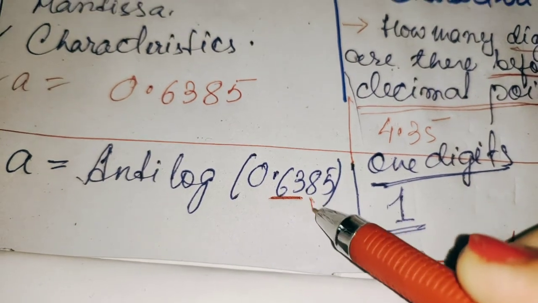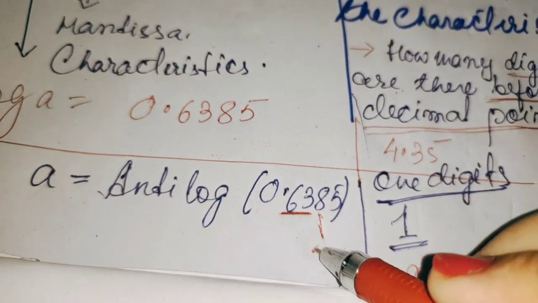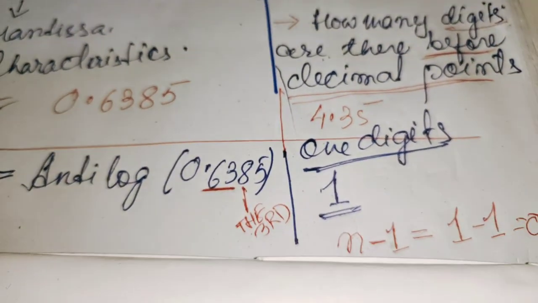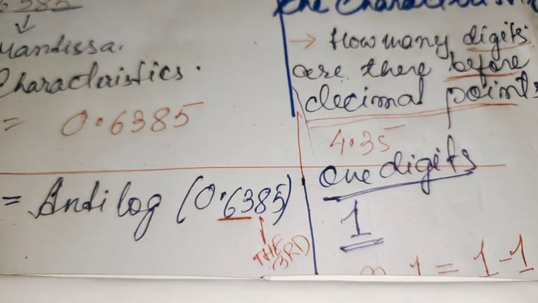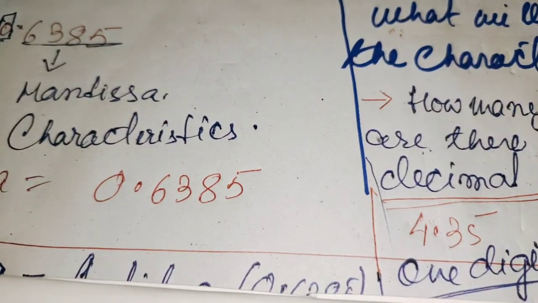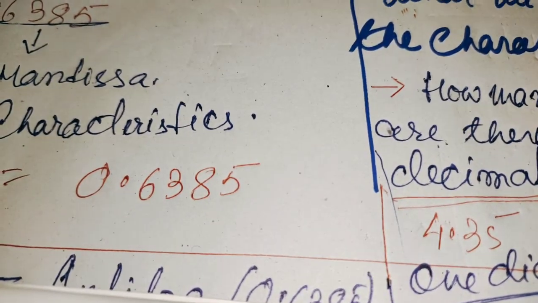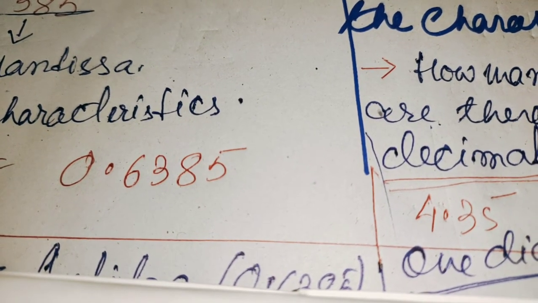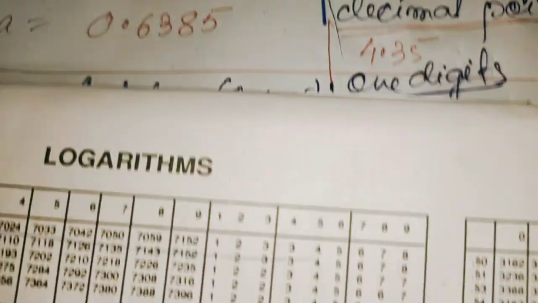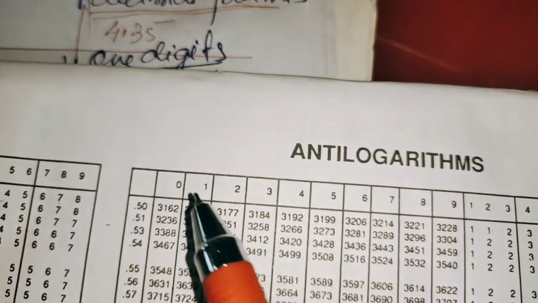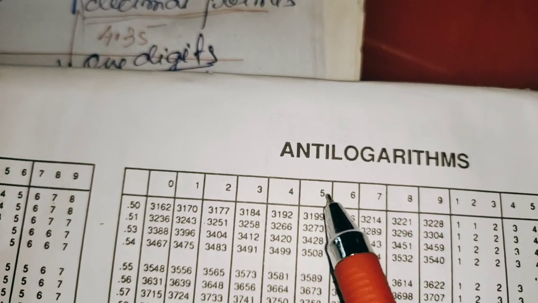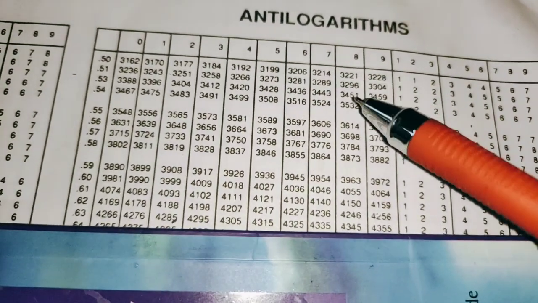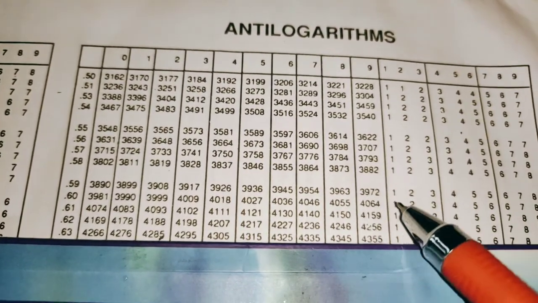After that, here we have 0.63 and this 8. 8 is the third digit. The third. Okay. So the third digit is 8, which means that for this particular case, we have to find the antilog of 0.63 and the value is in the 8th column. So antilog of 0.63 is in the 8th column. Here you can see the 8th column: 1, 2, 3, 4, 5, 6, 7, 8, 9, and this 8. So 8th column means for 63, this is the 8th column's value.